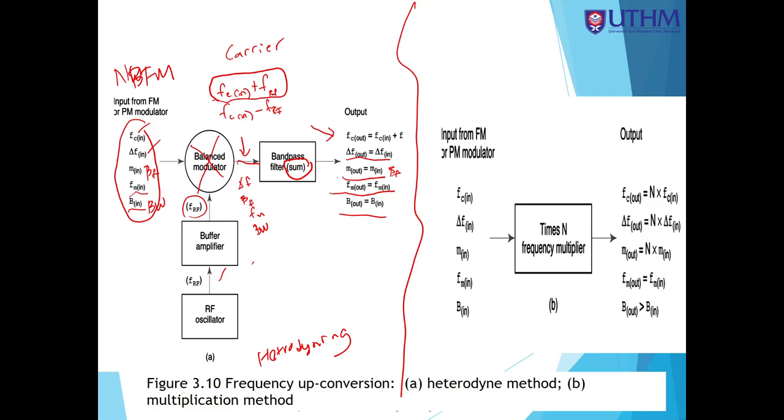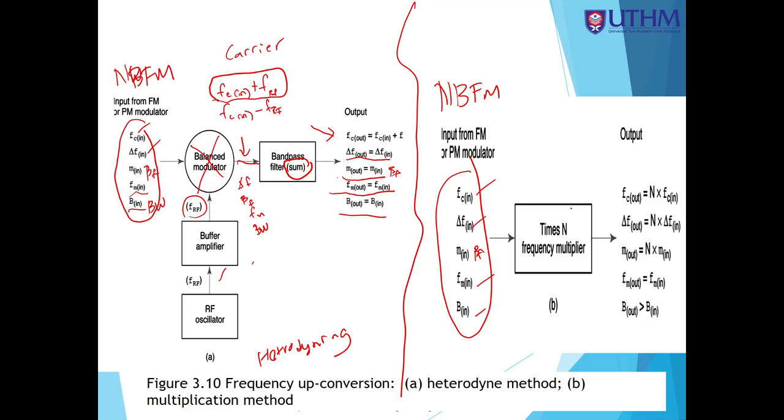And if you see the picture on the right, if we do the multiplication process, so what happened? Okay, so again similar, the input we have a narrowband FM, NBFM. Okay, narrowband FM, of course we have a few set of parameters. We have the carrier frequency input, delta F input, M here is beta F, FM here is the input signal frequency, here is the bandwidth. Okay, what happened at the output?